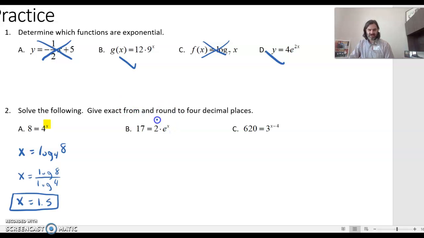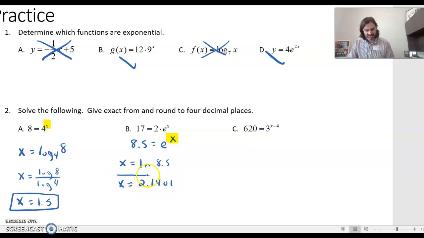The next one, B, 17 equals 2 times e to the x. The first thing we need to do is get that e to the x by itself. So we'll divide by the 2, and that will give us 8.5 equals e to the x. So again, we need to get that x out where we can work with it. So we'll go to a natural log form. X equals the natural log of 8.5. And if we put that into the calculator, we'll get that x is about 2.1401. That's the 4 decimal places I asked for.